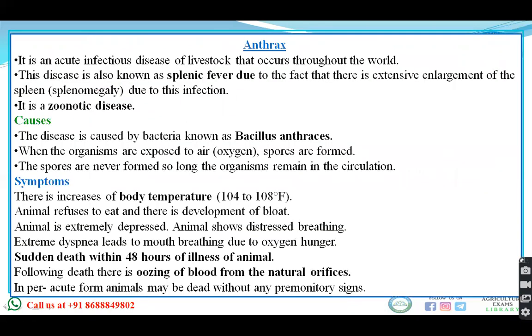Now anthrax, this is also known as splenic fever. Okay, it is a zoonotic disease. It is caused by Bacillus anthracis. Body temperature will go near 105 to 108 degrees Fahrenheit. Sudden death will occur within 48 hours. One of the important symptoms is oozing of blood from the natural orifices.